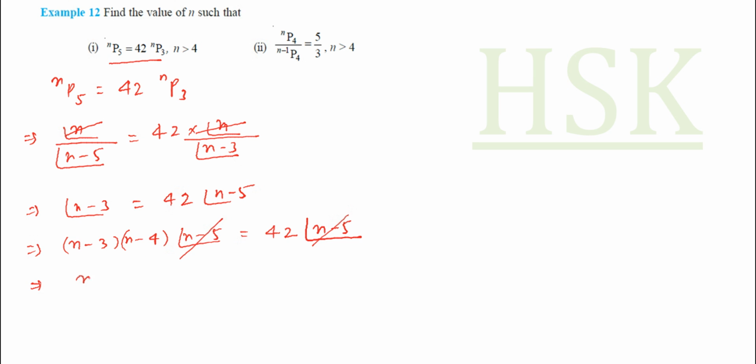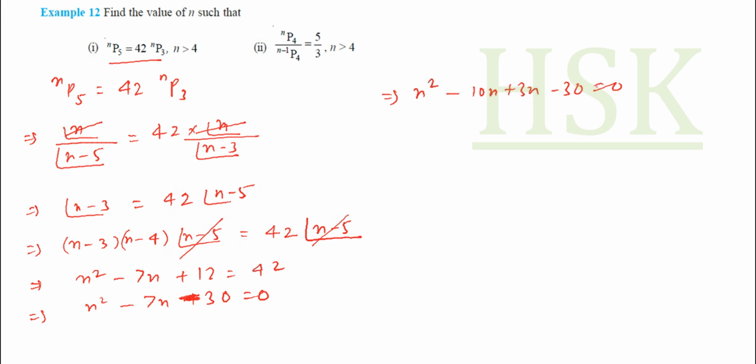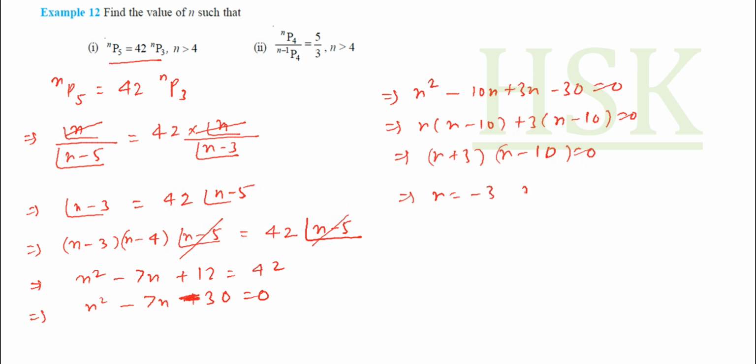On multiplying, I'm going to get n square minus 7n plus 12 is equal to 42, which gives n square minus 7n plus 30 minus 30 is equal to 0. On factorizing, I'm going to get n square minus 10n plus 3n minus 30 is equal to 0. On taking n common, n minus 10, plus 3 common, n minus 10 is equal to 0, so n plus 3 is equal to 0, or n minus 10 is equal to 0. So I obtain n is equal to minus 3, n is equal to 10.